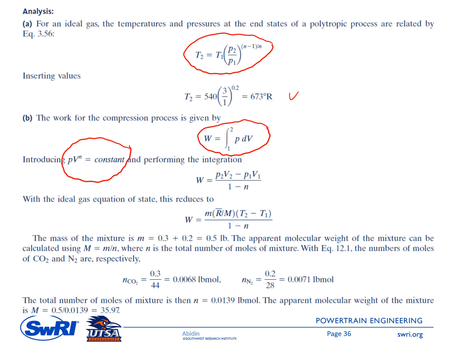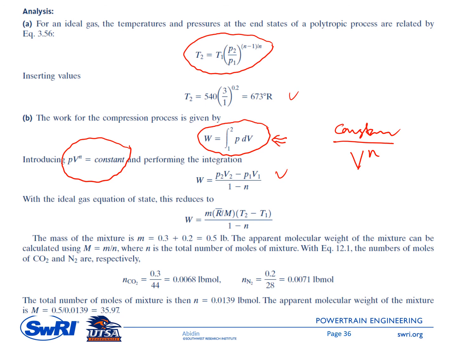If we substitute P in this formula by constant over V to the power of n and do an integration, we will have this formula. So W equals (P2 V2 minus P1 V1) over (1 minus n). You can review one of the examples in chapter 3. I believe there is a similar question about the W. What will be the W formula for n equal to 0, then n equal to 1, and then for n above 1?